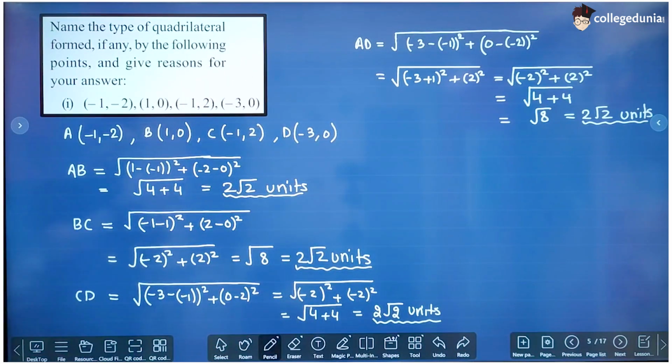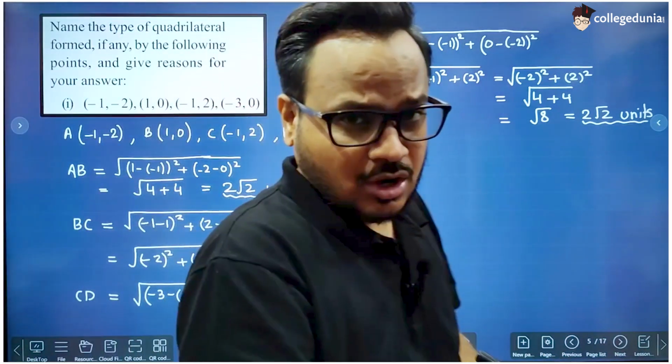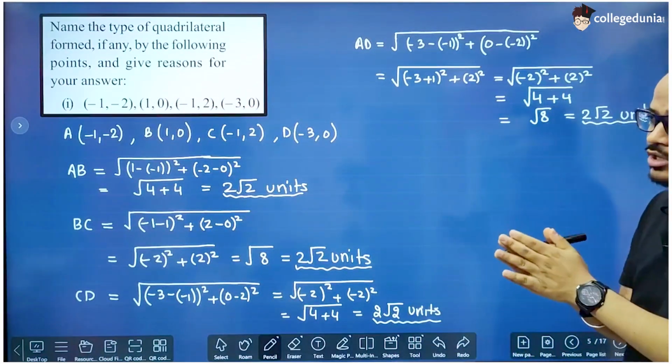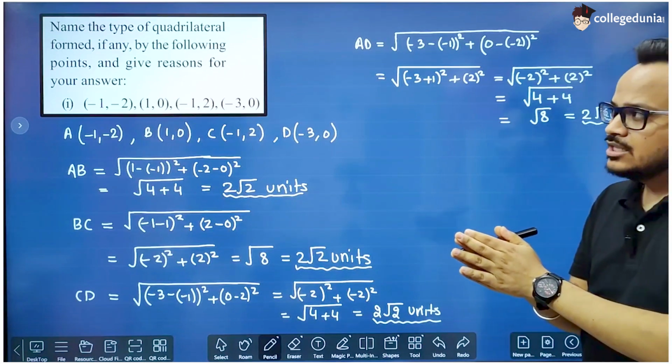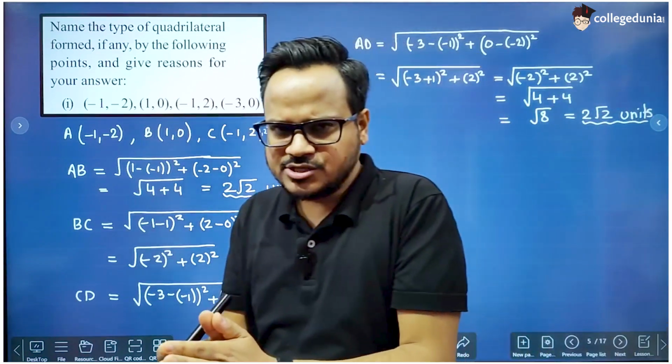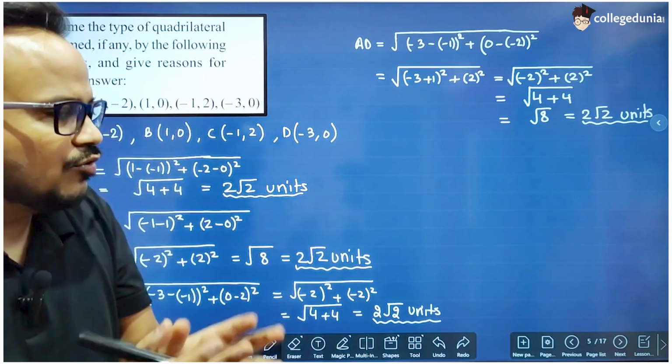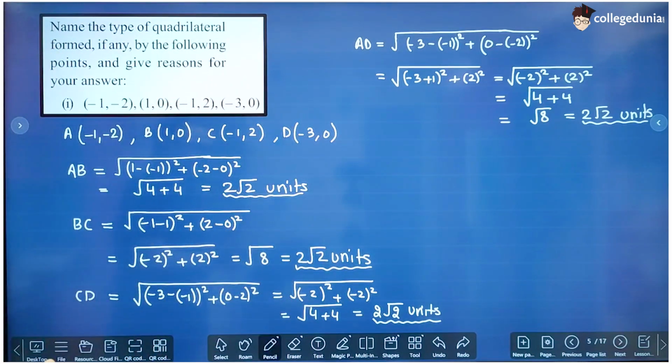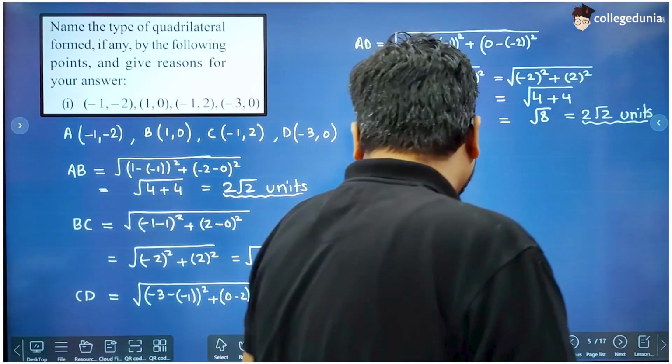Okay. So all the four sides are equal. If all the four sides are equal, this quadrilateral can be a rhombus or it can be a square. Now how will we distinguish between these two? We check using the lengths of the diagonals.